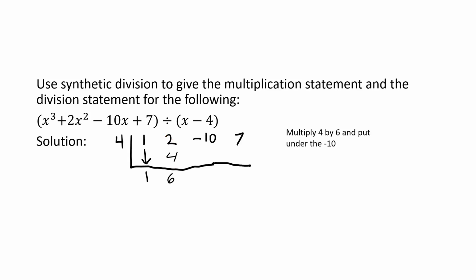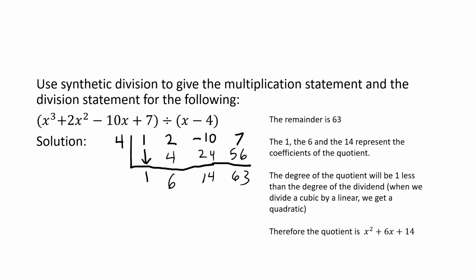Now we're going to multiply the 4 by the 6, and we're going to put it under the negative 10. Now we're going to add the negative 10 and the positive 24. When we do that, we get 14. Now we're going to multiply the 4 by the 14 and put it under the 7. And we get 56. And finally, we will add the 7 and the 56, and we'll get a 63. The remainder is 63. That's this part right here.